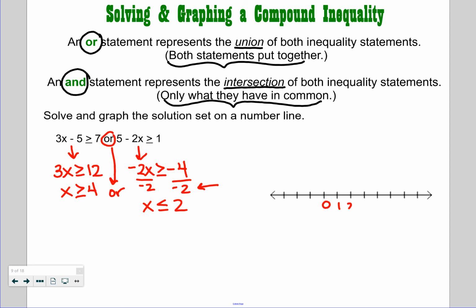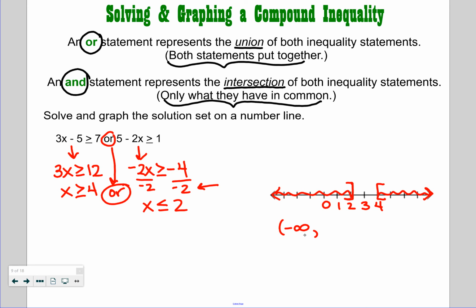So 1, 2, 3, 4, which means 4 with a bracket and shade to the right. I want to graph x values less than or equal to 2, which means 2 with a bracket and shade to the left. If it's an OR statement, anything that's graphed is your solution. So we have two different solutions, or parts of my solution set, I should say.